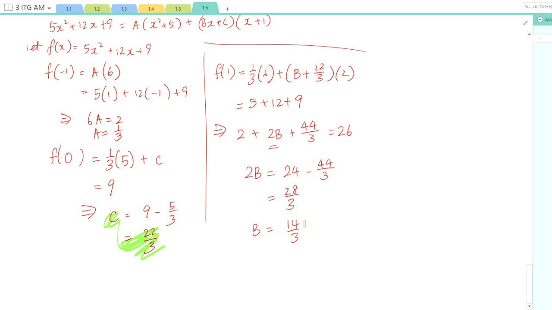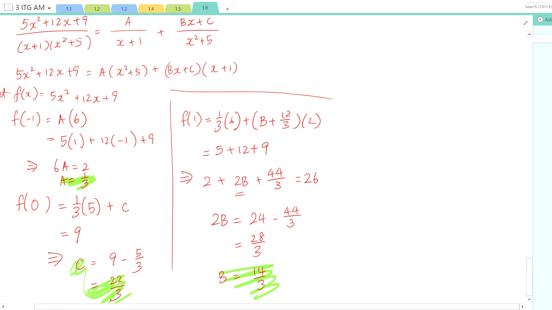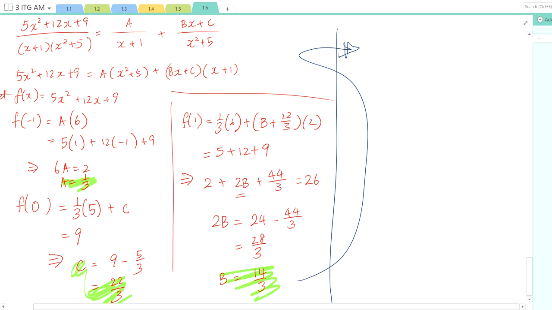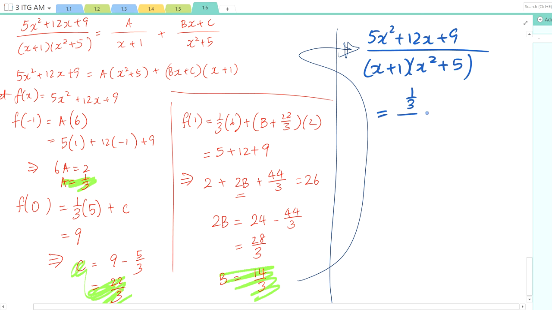Substitute all of them back into my original partial fraction. You shouldn't be dividing your page, but I'll just show you over here like this. Easier for you to see. Therefore, 5x squared plus 12x plus 9 over x plus 1, x squared plus 5 must be equals to a, which is 1/3, over x plus 1 plus b, 14 over 3 x plus c, which is 22 over 3, over x squared plus 5.